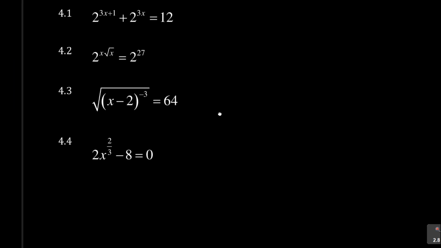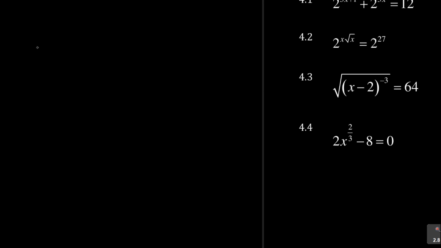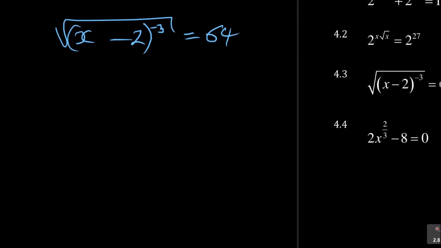We're getting that. Next one, 4 marks again. What does it say? It says we are given square root of x minus 2 to the power negative 3 is equal to 64. And you're supposed to solve for x. Look now, that square root means bracket to the power 1 over 2 is equal to what? 64.